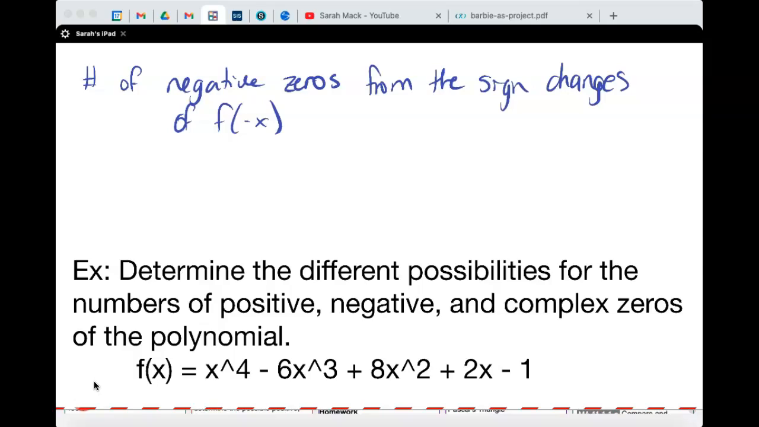Here's our first example. Finding the positive isn't too bad because they give you the polynomial already, so you just have to count them up. The negative one, you have to do a little bit of work, but it's still not too bad. We're going to make a table to organize all our possibilities.